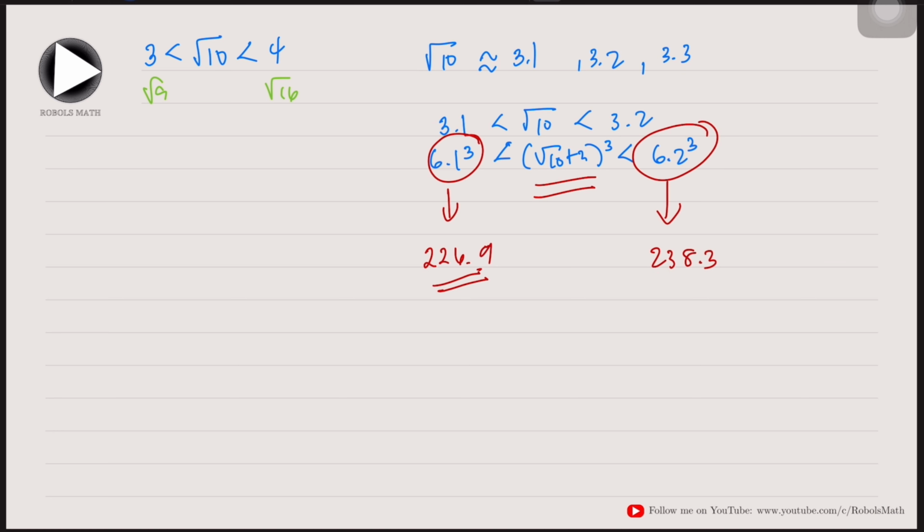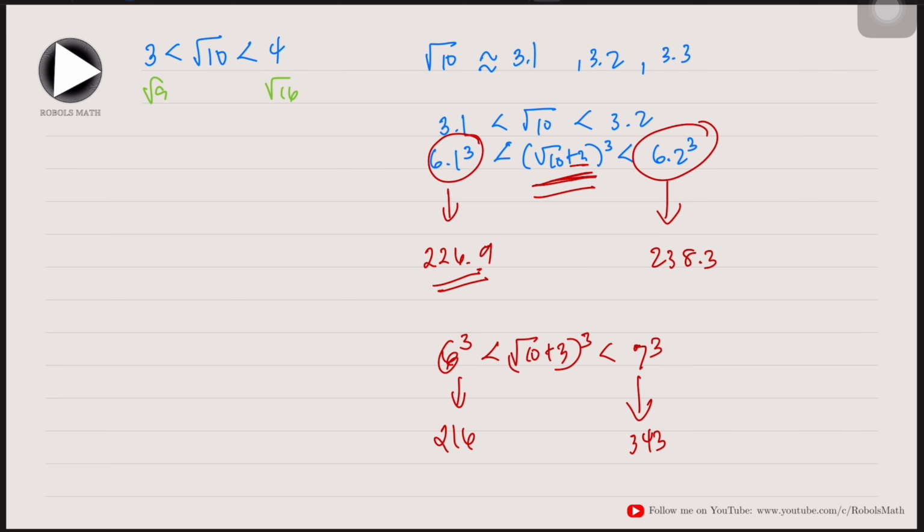In fact, a less strict estimate for this one would be if we estimate this value to be between 6 cubed and 7 cubed. Technically, the inequality is true. However, if we evaluate, this is 216, this is 343. This is a wider range, and of course, it will not give us the answer that we want.